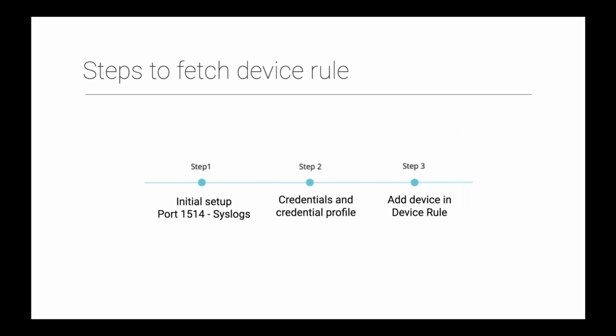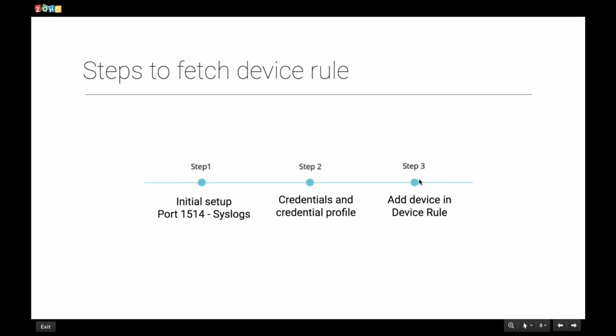Now, let us look at the steps to fetch device rules. Step 1 is to configure your firewall device to generate syslogs at UDP port 1514, which would act as the listener port for Firewall Analyzer. Once you receive the syslogs from the firewall to Firewall Analyzer, credential profile can be set for that specific device in Firewall Analyzer. Step 1 and 2 will be covered in detail in the next session on July 30th.